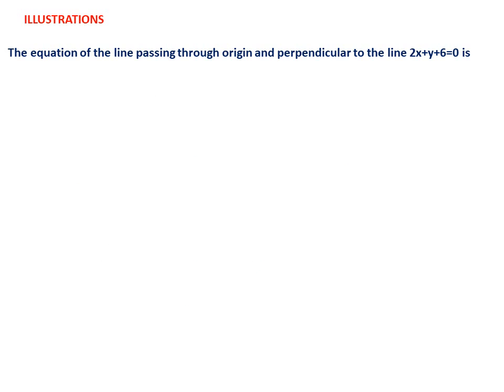Now let me show an illustration so that it will be clear. The equation of the line passing through the origin and perpendicular to the line 2x plus y plus 6 equal to 0. Just now we have worked out this one. Let me show you how it can be done.